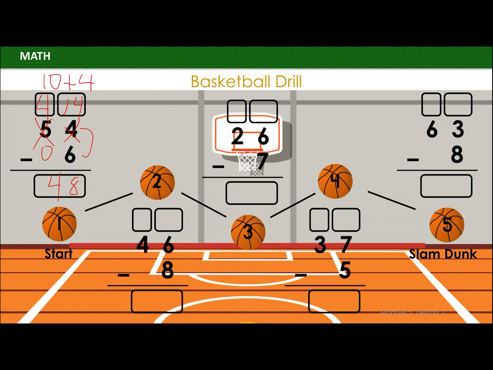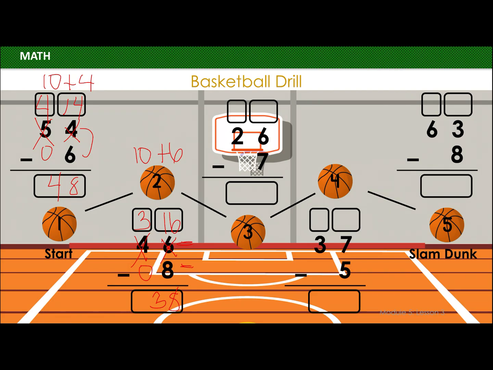My next one, 46 minus 8. Let's start with our ones. My 6 is smaller than my 8, so I can't subtract. I have to regroup. I take 1 ten away from my 4, which gives me 3. I add that 10 to my 6 ones that I have, which gives me 16. So I now am subtracting 8 from 16, which leaves me with 8. I bring down that 3 because 3 minus 0 is 3, so my answer is 38.